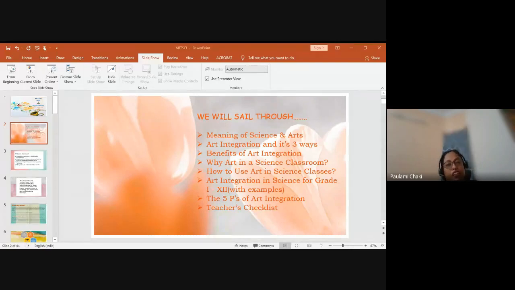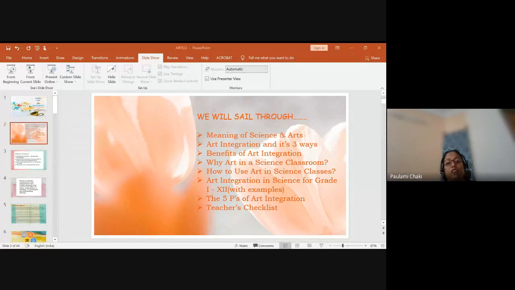Now, how to use art in science classrooms? First and foremost, if you go through the curriculum of different classes, you will see that in every subject you are not required to use art. Every topic doesn't need it. Every topic has a different way to be dealt with. So we have to keep that in mind. And whenever we are giving any kind of art project to our students, one thing has to be very clear to the students: why they are doing it. So you have to explain the purpose for using an art project.